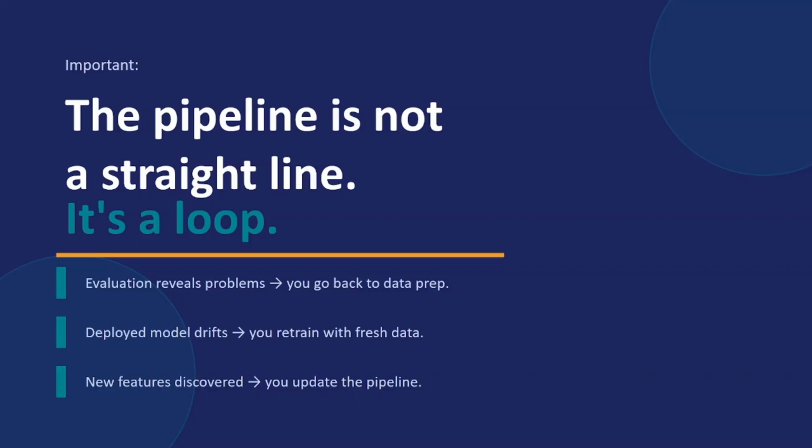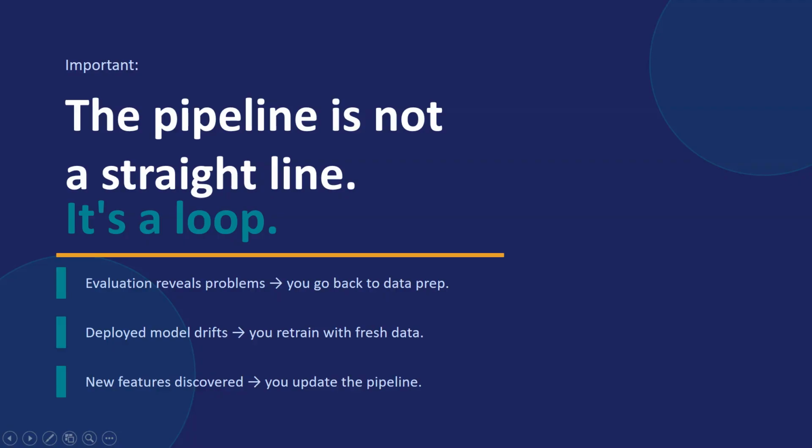Here is something important that the linear diagram doesn't show. The pipeline is not a straight line, it's a loop. Evaluation reveals that your model is overfitting. You go back to data preparation and collect more. Your deployed model drifts because real world patterns have shifted. You retrain with fresh data and go through the full pipeline again.